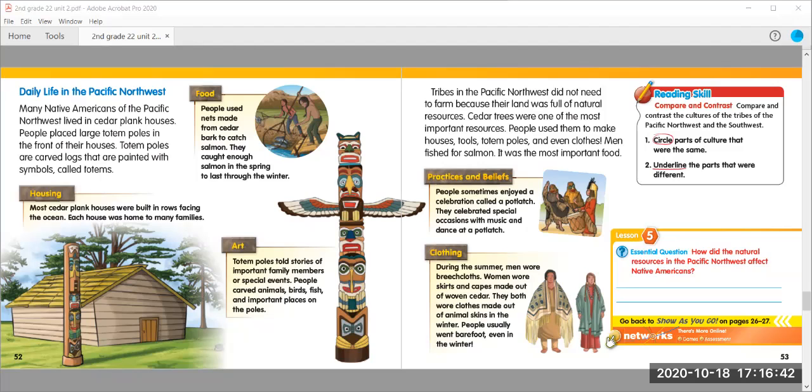We read about different beliefs and practices. So go ahead and flip back to your previous lesson. Circle the things that are the same in both cultures for the Pacific Northwest and the Southwest, and underline the things that are different. Once you've done that, I want you to go ahead and answer your essential question down here, now that we've made it all the way through our lesson, about how natural resources in the Pacific Northwest affected the lives of the Native Americans there.